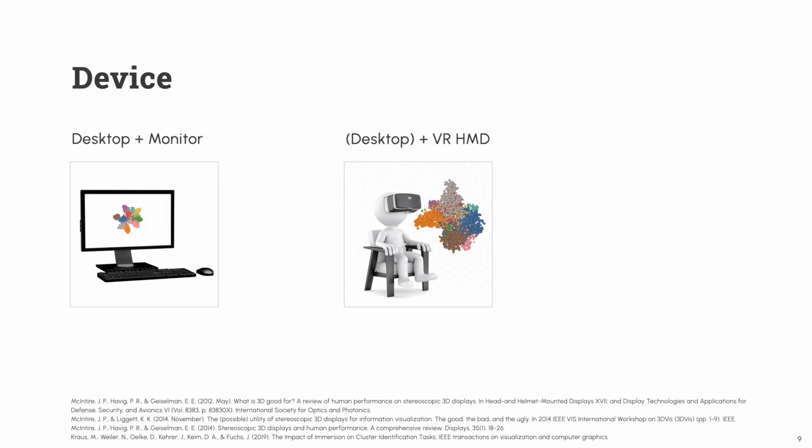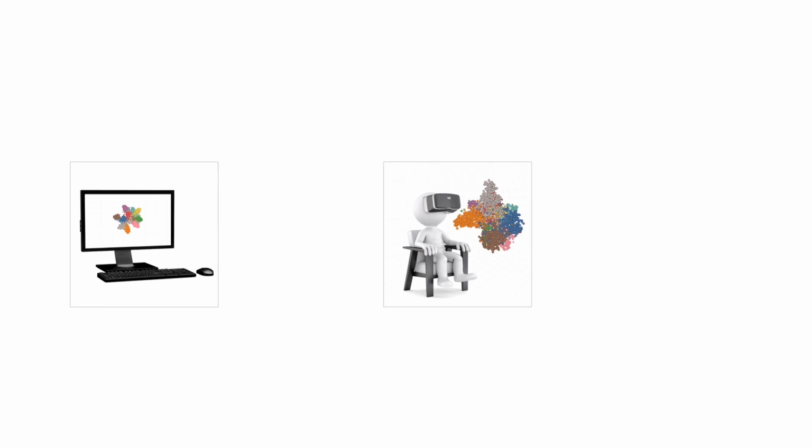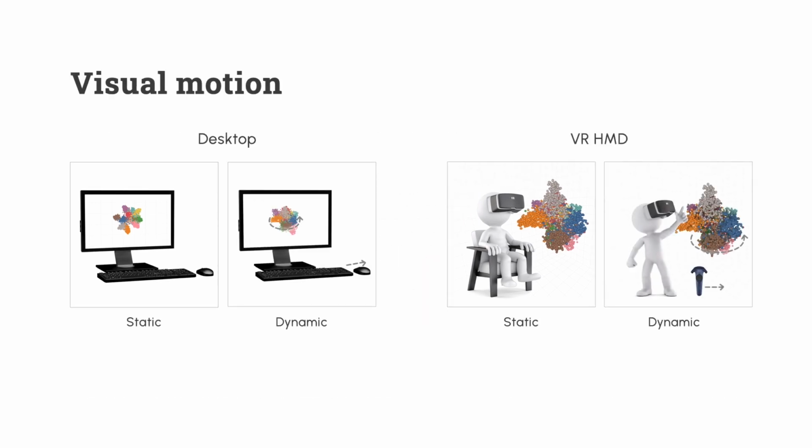To support this task, we first considered different devices. We used a desktop plus a monitor as the baseline. For our goals of improving VR applications, we used a VR head-mounted display. And the first visual cue we considered is visual motion, which can strongly affect depth perception. We have both static and dynamic conditions. In static conditions, participants saw a fixed graph. In dynamic conditions, participants can interact with the scatter plot.